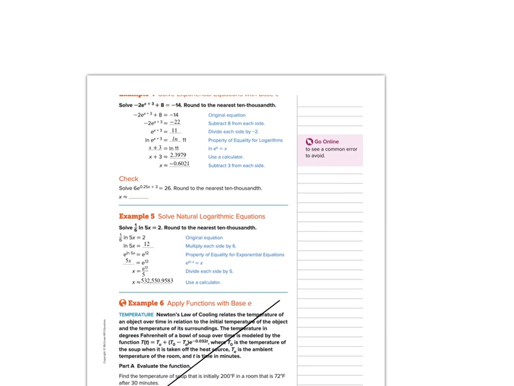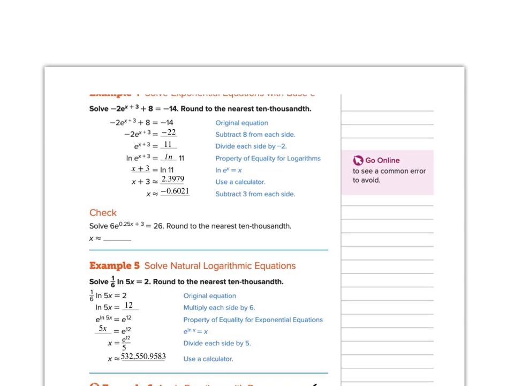So here, gosh, I wonder what that says right there, but we'll get to it. Exponential equations with base e, maybe solving. Okay, if not, we'll figure it out.